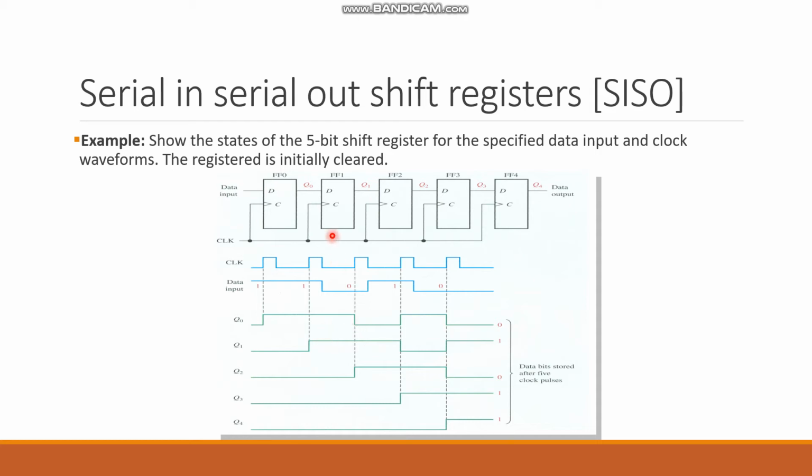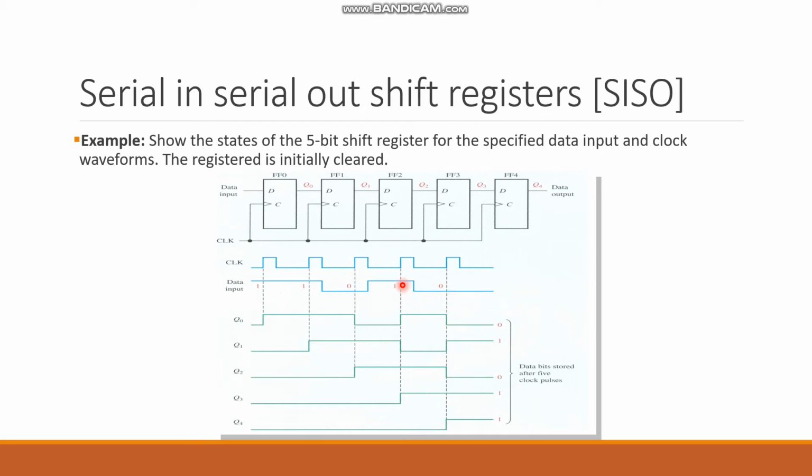How about the Q1? The previous output of the Q naught was 1. So this one goes to the next one. And Q2, the Q1 was 1. So the Q1 is an input to the Q2. So this one is going to be 1. This one is going to be 0 because the flip-flop next to it was 0. So this one is going to be 0 and this one is going to be 0 as well. And the same applies for the last clock pulses as well.